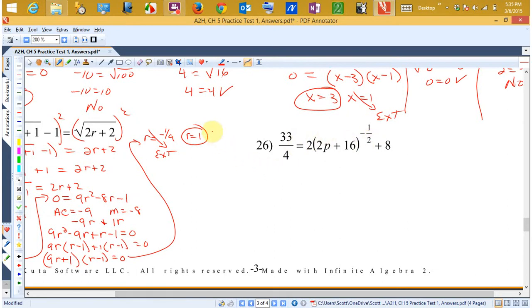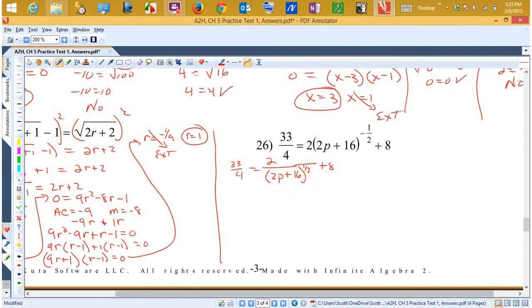So what this is going to be is 33 all over 4. And that's going to be equal to 2. And now this is to the -1/2. The part in parentheses is to the -1/2 power. So I'm going to go ahead and put that down as a denominator and take the negative off of it. Plus 8. Now what I need to do is get this bottom part that has a 1/2 on it. It needs to be a numerator. So it's going to have to go to the other side of the equation.